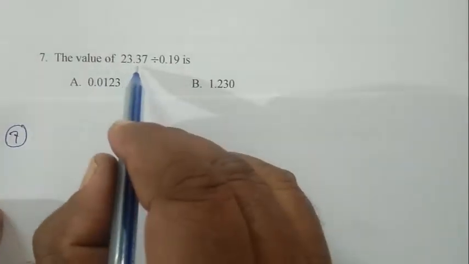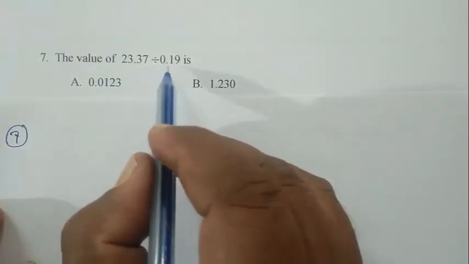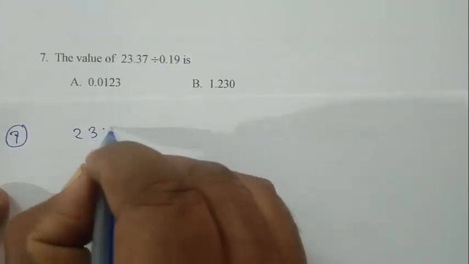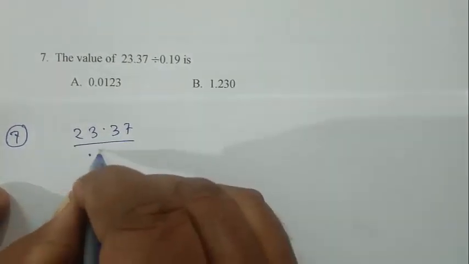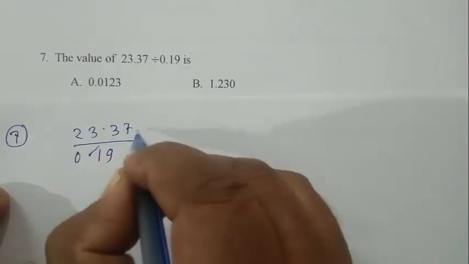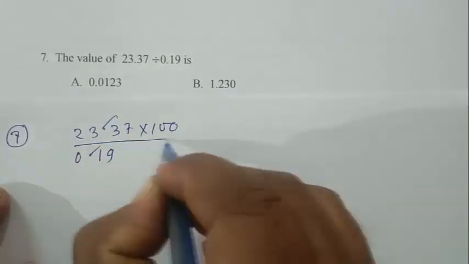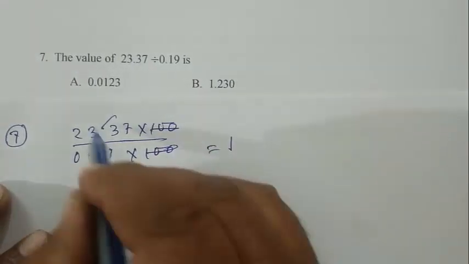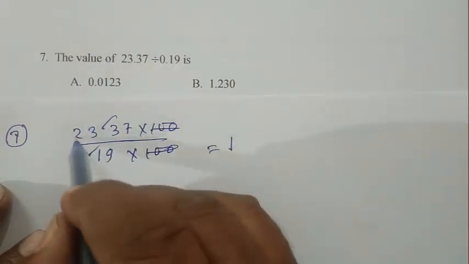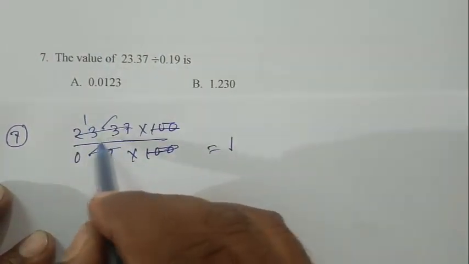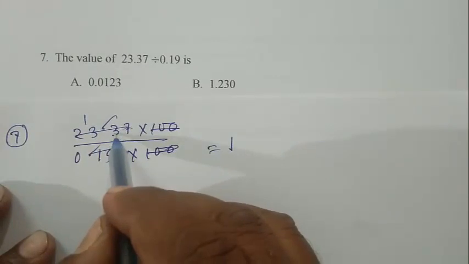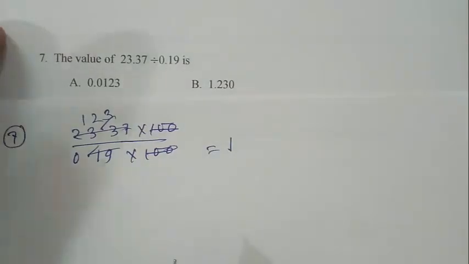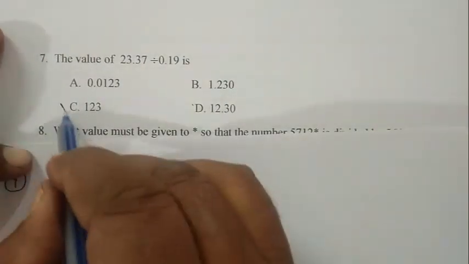The value of 23.37 divided by 0.19 is. So we simply write it 23.37 by 0.19, eliminating the point, multiplying by 100. So 2337 by 19, and the answer is 123. C is the correct answer.